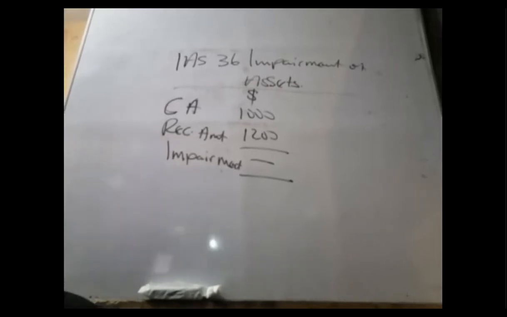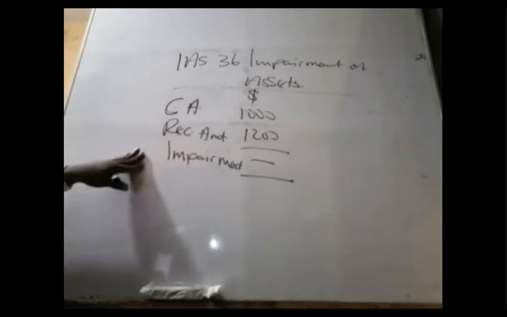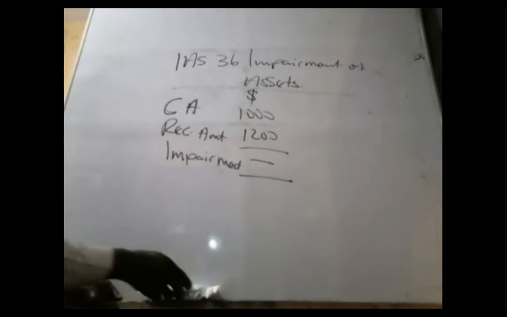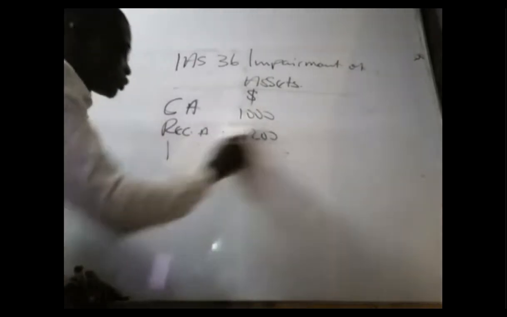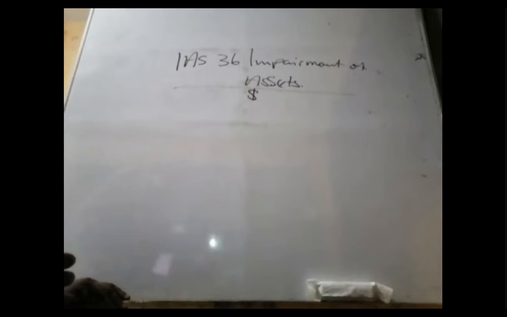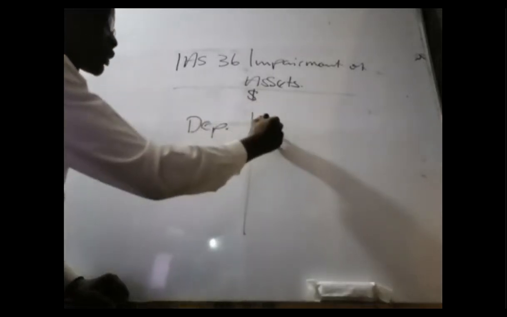Now let's take these items and look at them one after the other. Before I go to this item, we should know the difference between impairment and depreciation. Difference between impairment and depreciation, very important. Even though impairment and depreciation in a way have a similar treatment, they are not the same, two different things altogether.